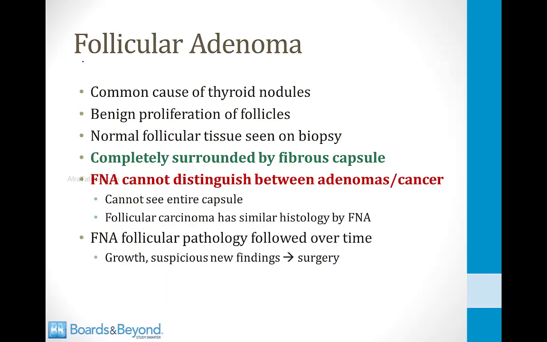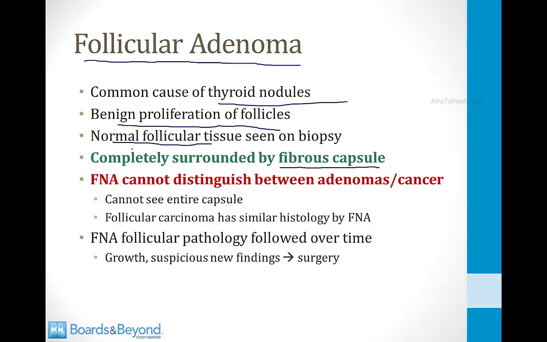Now I'm going to begin talking about specific thyroid disorders, and before I get into the malignancies, let me talk about a very common cause of a thyroid nodule that is benign, and that's called a follicular adenoma. This is a common cause of thyroid nodules. It is a benign proliferation of the normal thyroid follicles. And if you do a biopsy, you will see normal follicular tissue that is completely surrounded by a fibrous capsule. And the words completely surrounded are very important. If the follicular growth breaks through the fibrous capsule, then you have a follicular carcinoma, which we'll talk about later. But in a follicular adenoma, the growth is completely contained by the fibrous capsule.